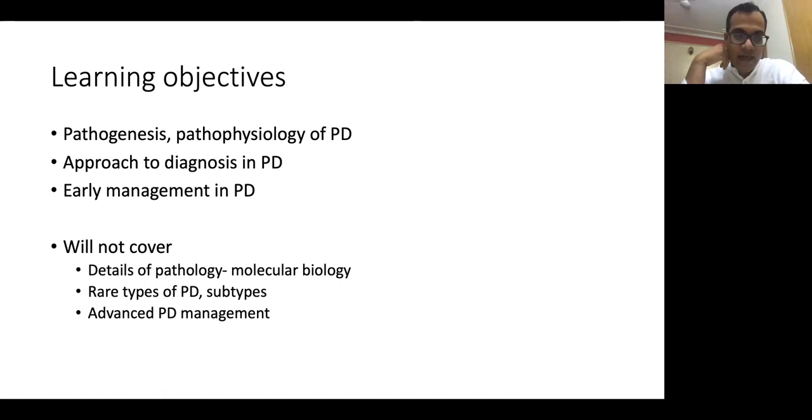We will not cover details of pathology. A lot of molecular biology is known now. A lot of new things have been discovered or rediscovered, emphasized in the last few years. We'll not cover those. We'll not cover rare types of Parkinson's disease. We'll maybe touch a little bit on the subtypes of Parkinson's disease, but not delve too much inside that. Additionally, we'll learn a little bit about advanced Parkinson's disease management, maybe just a slide or so.